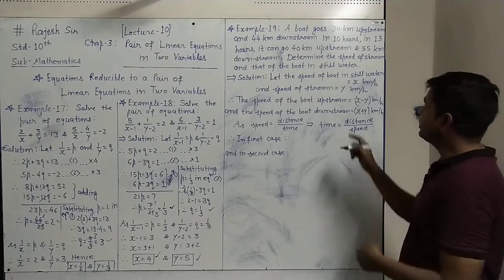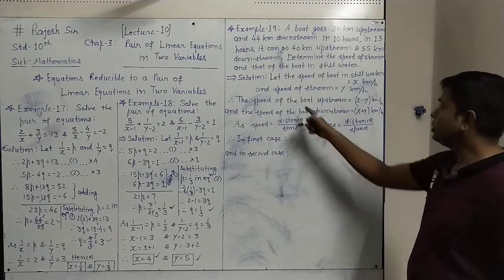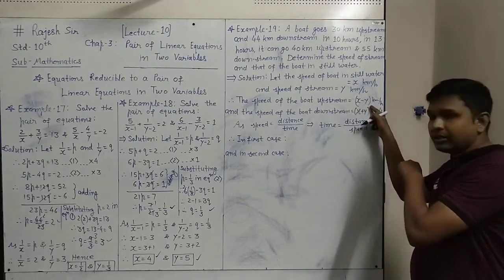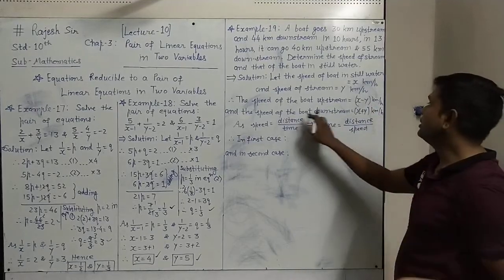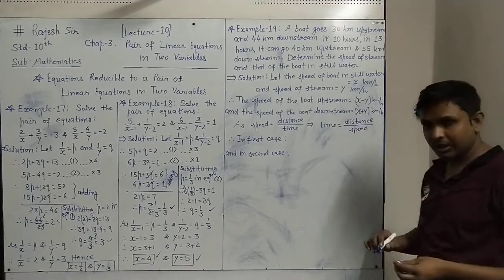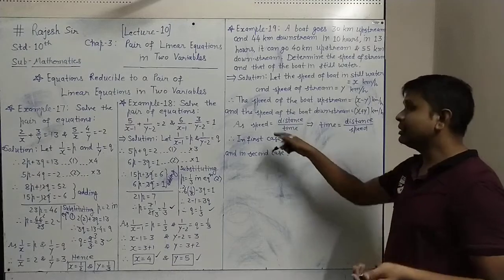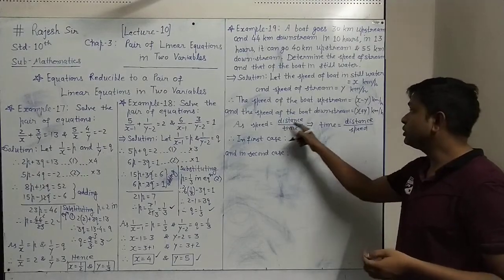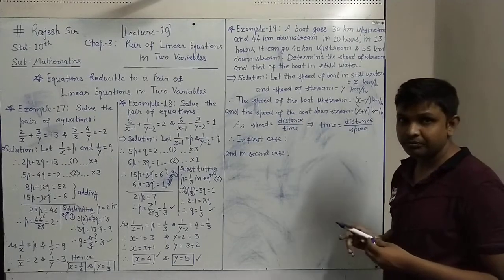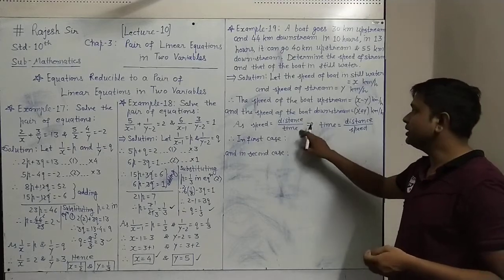So this way we have concluded that the speed of the boat upstream is x minus y kilometer per hour, and downstream it will be x plus y kilometer per hour. Now, as we know in science, speed equals distance upon time. This formula we know.